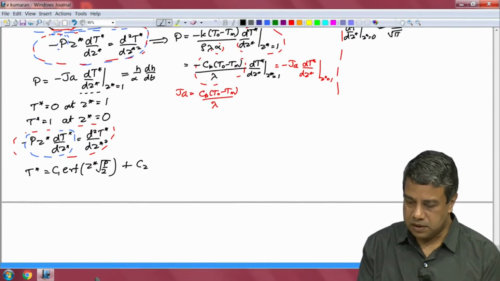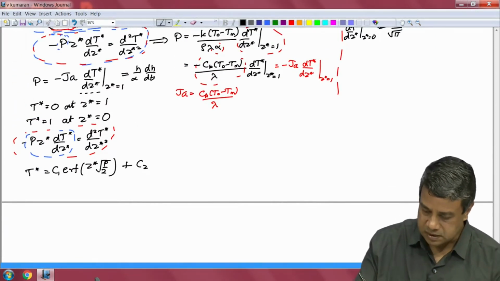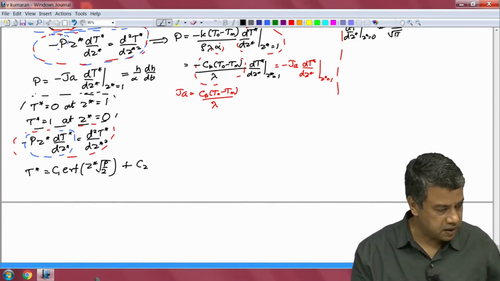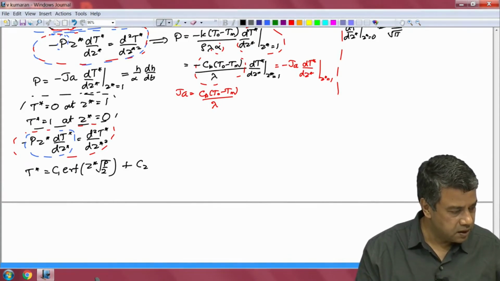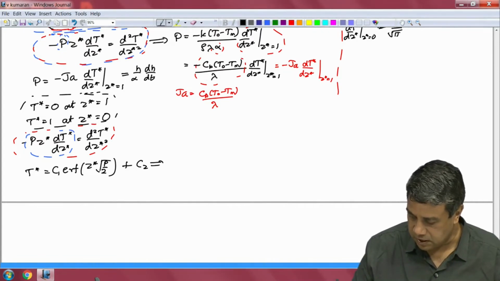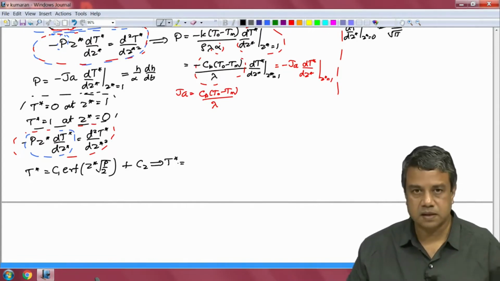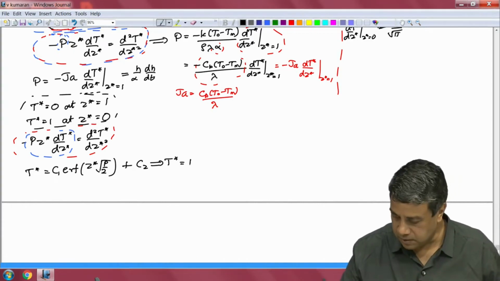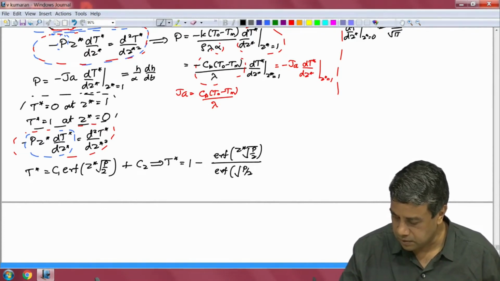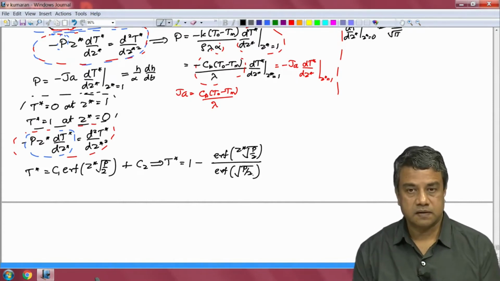And in order to determine these constants, I have to use these conditions: t is equal to 0 at z is equal to 1 and t is equal to 1 at z is equal to 0. If I substitute these two conditions, I will not go into the details. What satisfies the boundary conditions is t star is equal to 1 minus error function of z star root of p by 2 by error function of root of p by 2. That is the final solution.